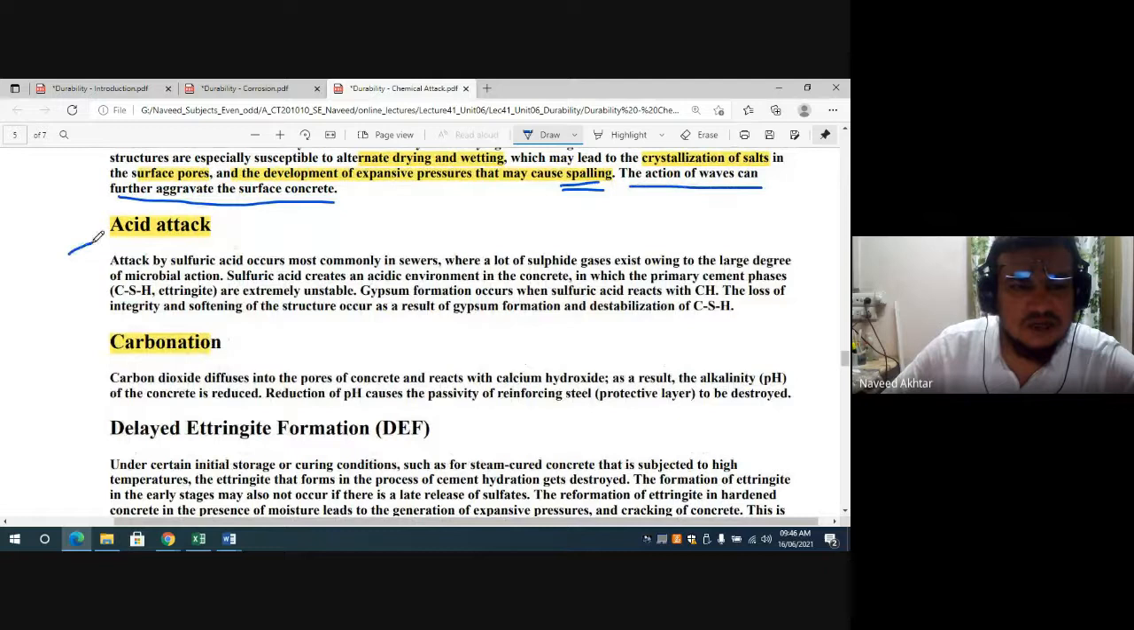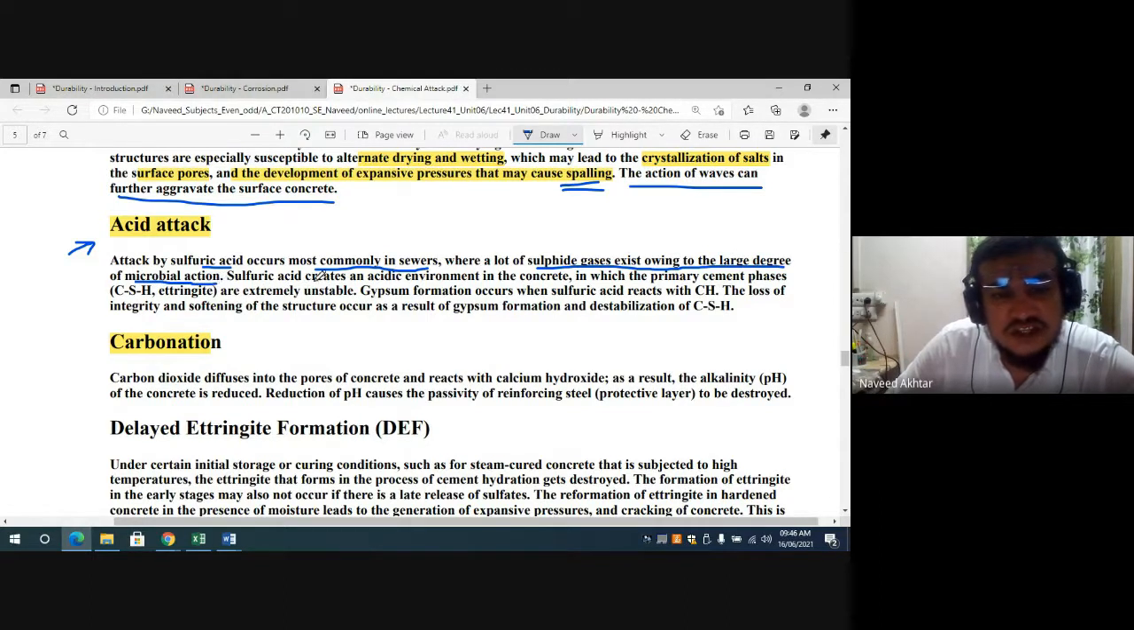Then another part of this is the acid attack. Acid attack is also very harmful and deteriorating to the concrete. The attack of sulfuric acid occurs most commonly in sewers. Sewers means our drainage lines where we are transmitting the sewage water to the sewage treatment plant. So the sewers are transferring the sewage, and there may be sulfuric acid, where a lot of sulfide gases are produced owing to the large degree of microbial action.